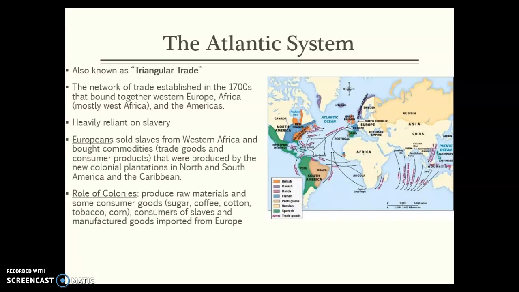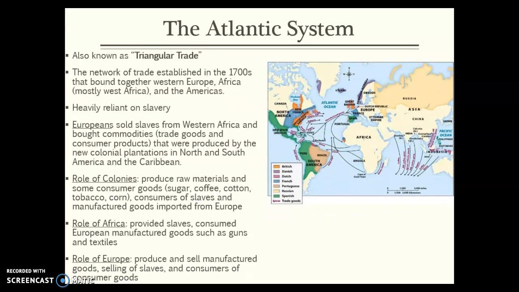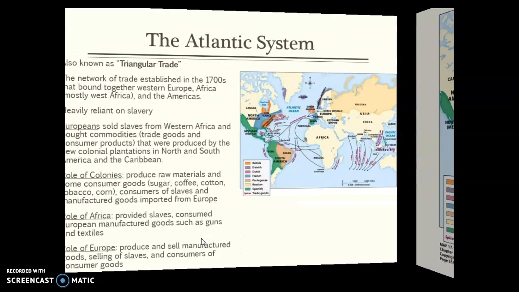Here's the different roles. Europeans selling slaves into West Africa, whom they bought from West African slave traders, and produced colonial plantations. Colonies, as we saw with mercantilism, served the mother country here, producing all these raw materials, and they were also consumers of slaves and manufactured goods from Europe. Africa provided slaves and consumed European manufactured goods, especially guns and textiles, and other things there. The role of Europe, again, produced, sold manufactured goods, selling slaves, consumers of consumer goods, that sort of thing. So make sure to take notes on that.